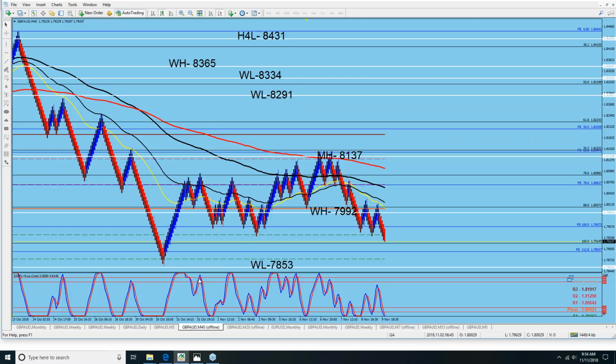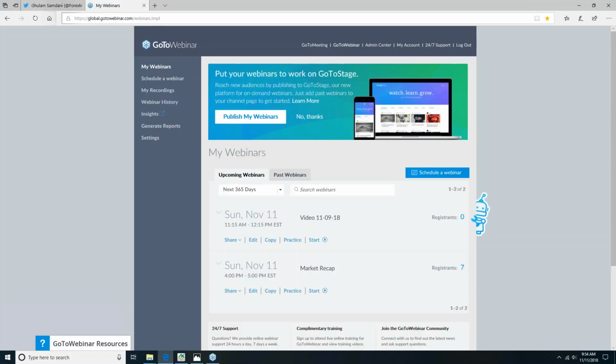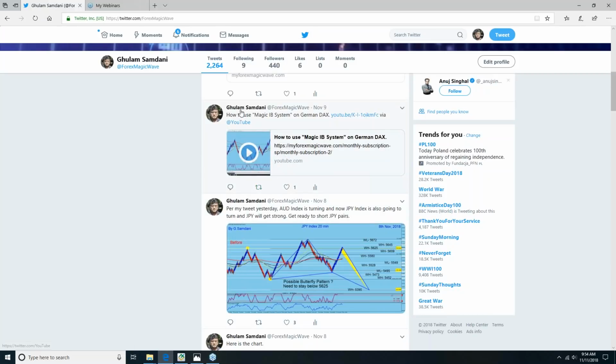So this is what happened to Aussie strength. Let me show you my Twitter account here. This is November 8th. I tweeted here that, per my tweet yesterday, the Aussie index is turning down and the Aussie is going to get weaker, and now the yen index is also going to turn, and yen will get strong. Get ready to short yen pairs. I'm saying all yen pairs, not one, wherever the yen is involved in any pair: Euro yen, Pound yen, Aussie yen, this yen, that yen, whatever.